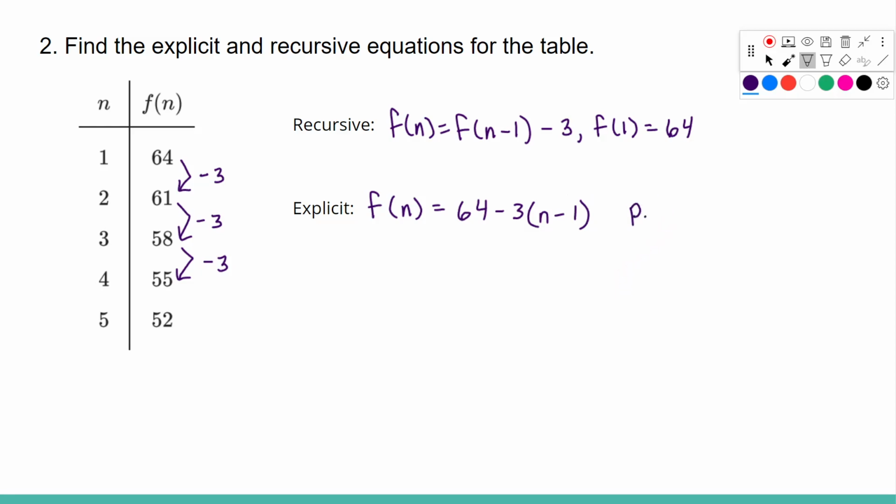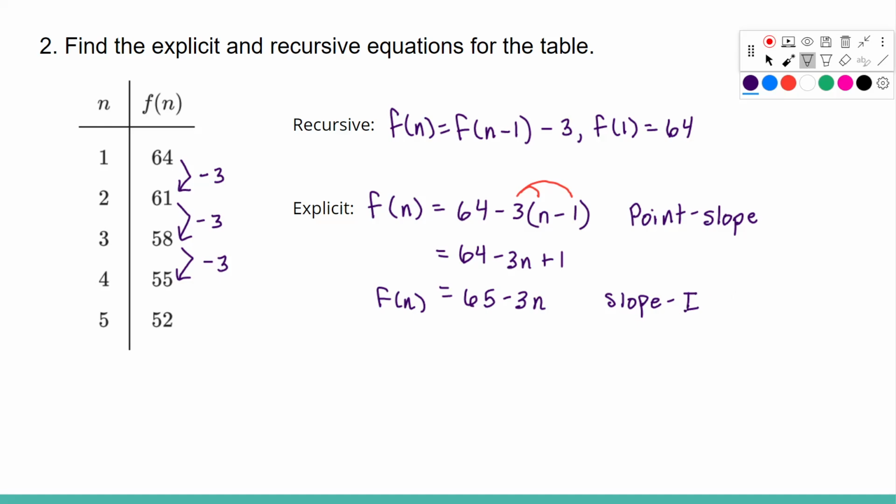Now, that's point-slope form. If you want to write it in slope-intercept form, you're going to want to distribute the -3, which will give you 64 minus 3n, and then remember you're taking a -3 times a -1. That's going to become a +1. So to put this in slope-intercept form, 64 plus 1 is 65, subtract 3n. And again, that is the slope-intercept form of that equation.